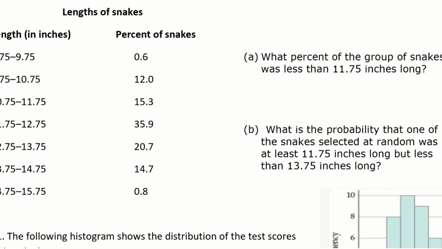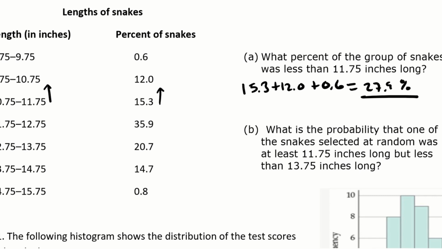So less than 11.75, that means it's from here on, which means we need to add these numbers up together. So it's going to be 15.3 plus 12.0 plus 0.6, which is 27.9%.